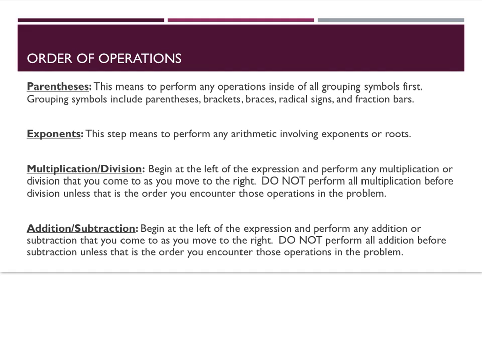Parentheses means to perform any operations inside a grouping symbol. Most people understand what grouping symbols are, although some of them are a little surprising. There are, of course, your parentheses, brackets, which are just square-looking parentheses, braces, the curly Q things that nobody can draw. But another symbol for grouping is a radical sign, like a square root. You do whatever is underneath the square root as much as possible before moving outside of it.